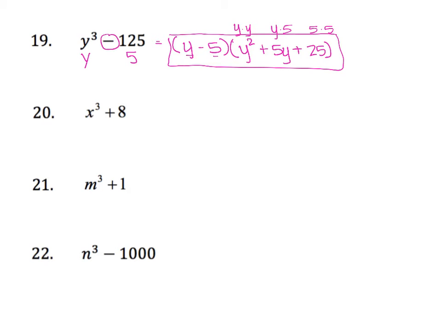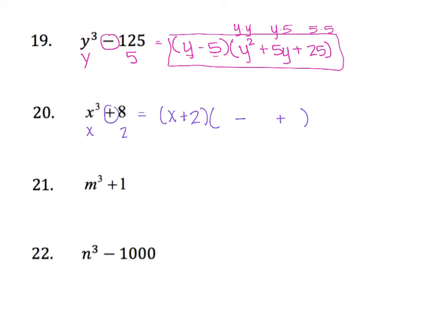In number 20, I have to look and say, well, what are my perfect cubes? To get x cubed, it must have been x cubed. And to get 8, it would have been 2 cubed. Right? So I start with x and my first sign using SOAP, same, opposite, always positive. My first sign stays the same, x plus 2. And then opposite and always positive.